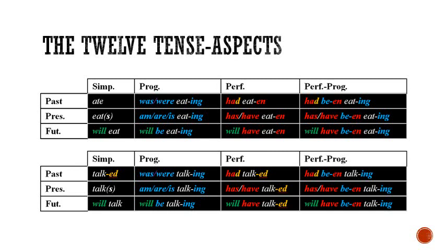So, for example, I put the word will in green. We see that no matter what the tense, no matter what the aspect, if it's in the future, it's going to have the word will in it. So I will eat, I will be eating, I will have eaten, I will have been eating, I will talk, will be talking, will have talked, will have been talking.